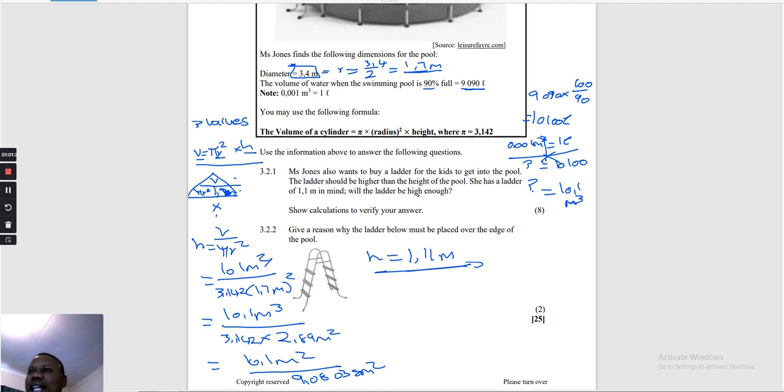So now let's go back again. Will the ladder be high enough? The answer is no. The ladder won't be enough because the height of the pool is 1,11, but she has in mind a height of 1,1. Give a reason why the ladder must be placed over the edge of the pool. Because the kids need to go in and out of the pool.